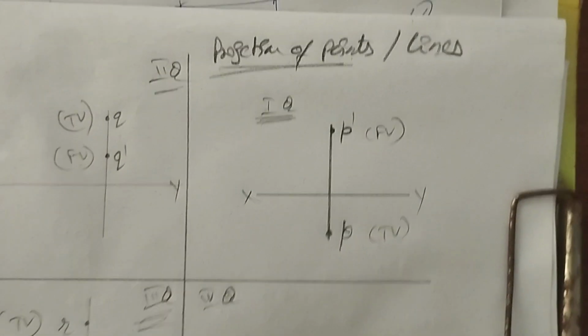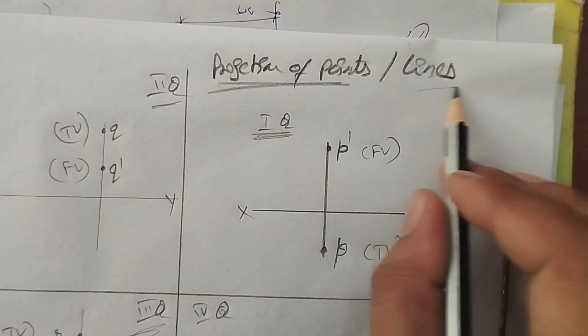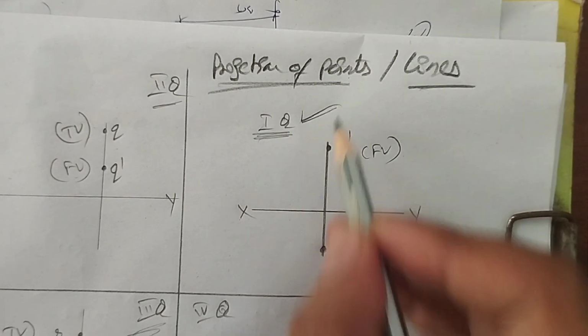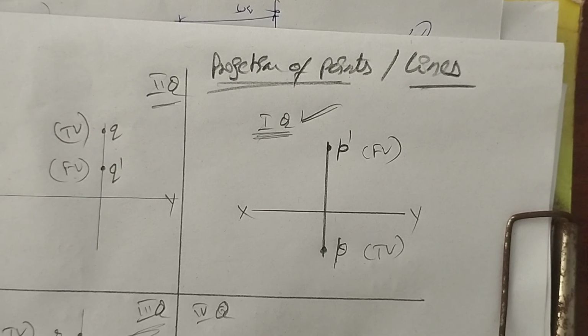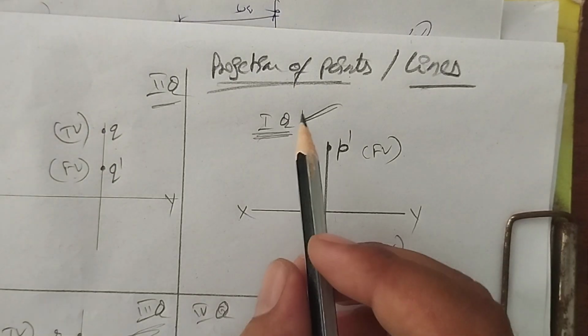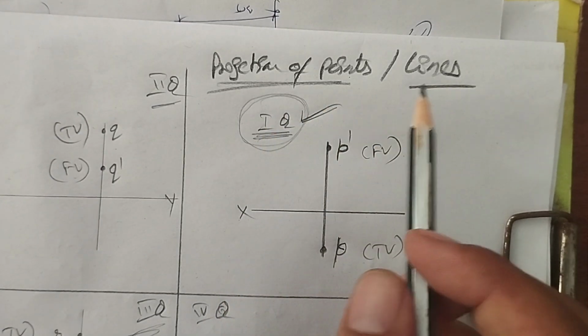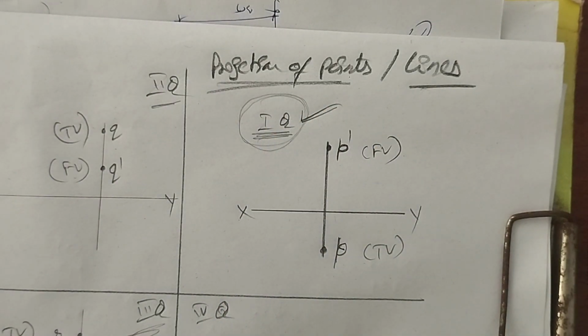Now, in the projections of lines, we always project in the first quadrant. So all the problems you have to solve will be projected only in the first quadrant. How to project a point or line, we will discuss in the upcoming classes.